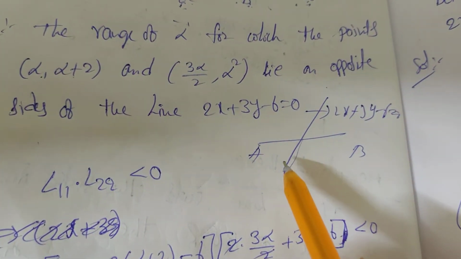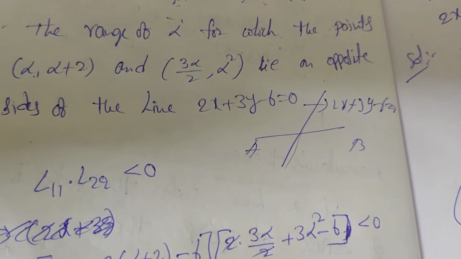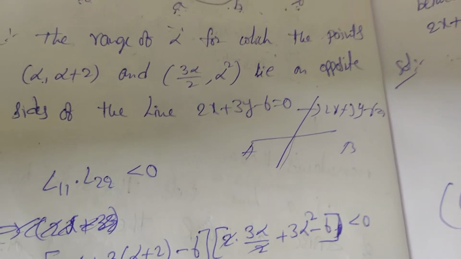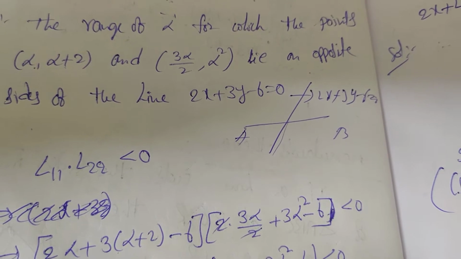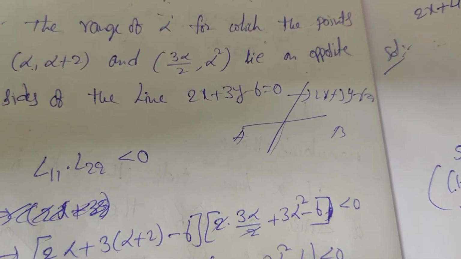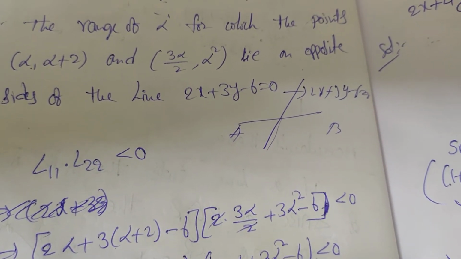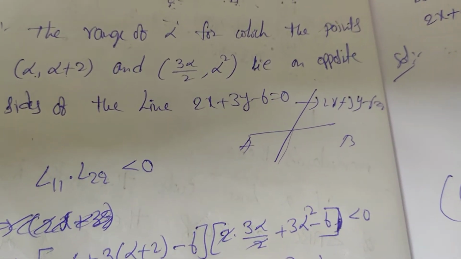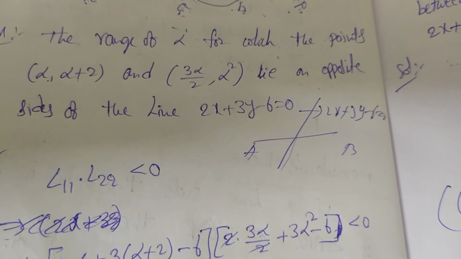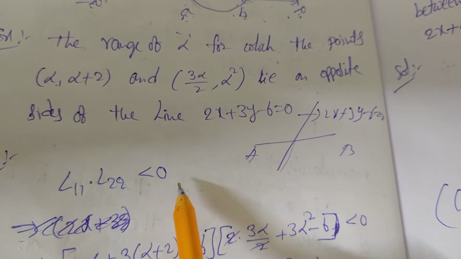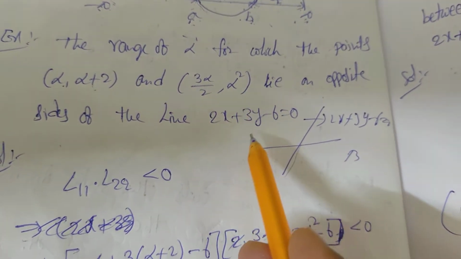So this line is passing in between A and B, that means A and B lie on opposite sides of this line segment. Already I gave, if any 2 points lie on opposite sides of any line L, then the product of L11 and L22 is negative. So that means L11 into L22 less than 0. Here L11 means substitute this point in this given equation, L22 means substitute this point in this equation.